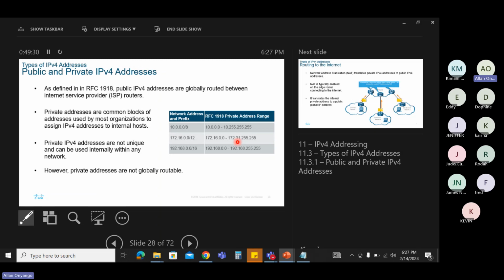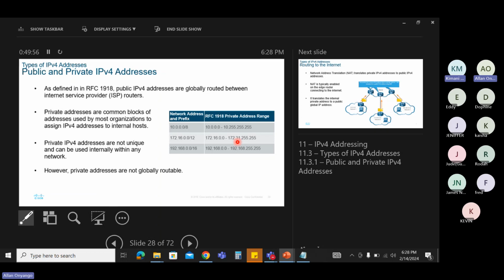So the problem is only at the second octet. But on the third and fourth octet, it can be from 0 to 255. Are we together? An IP address like 10.0.0, these ones are all actually private. These are private addresses.